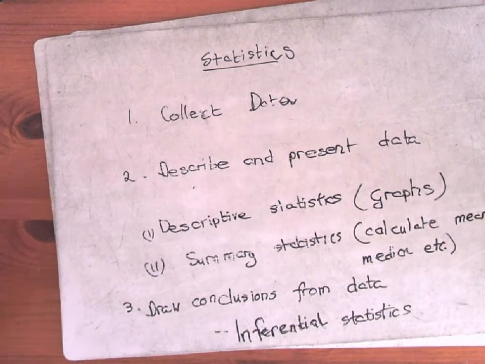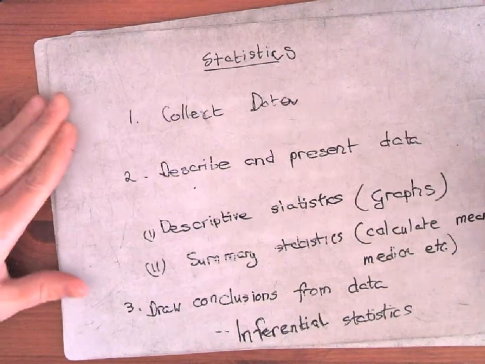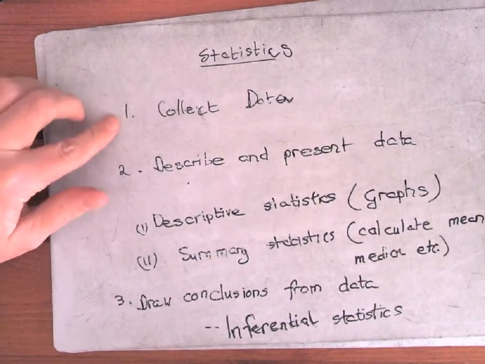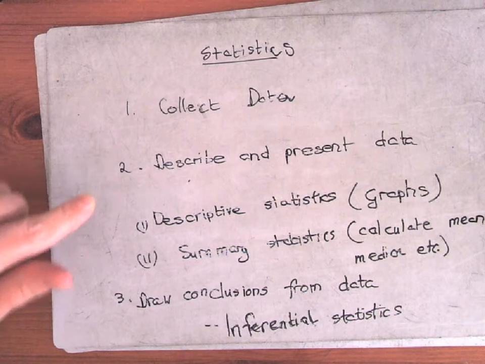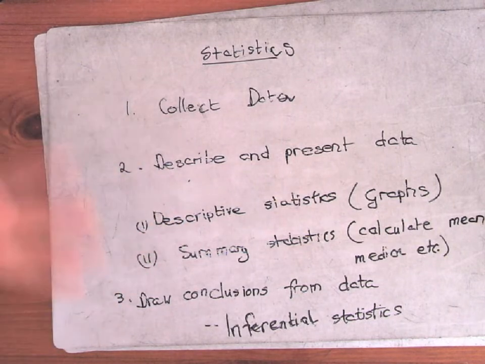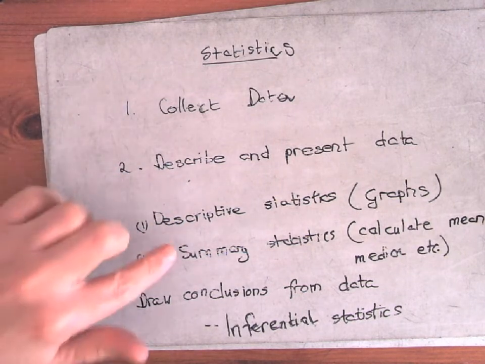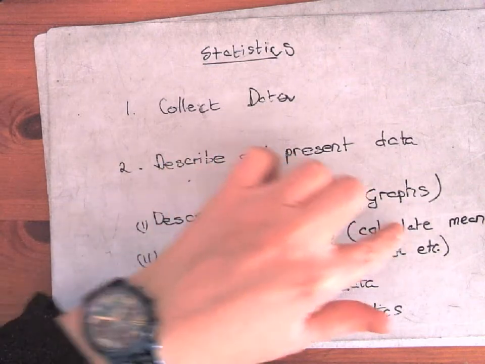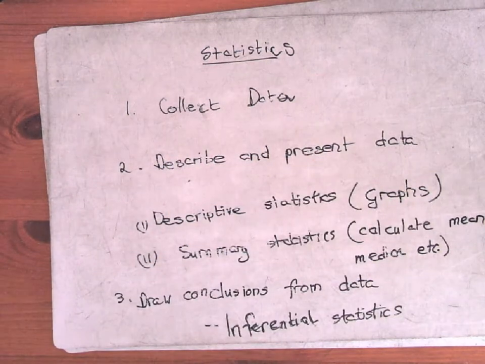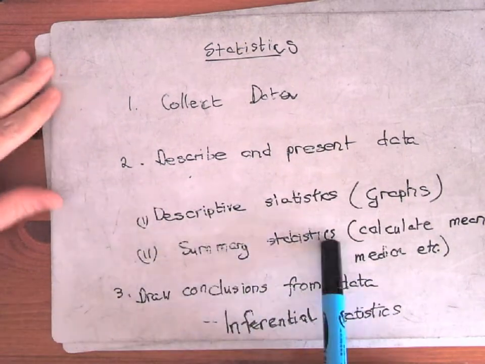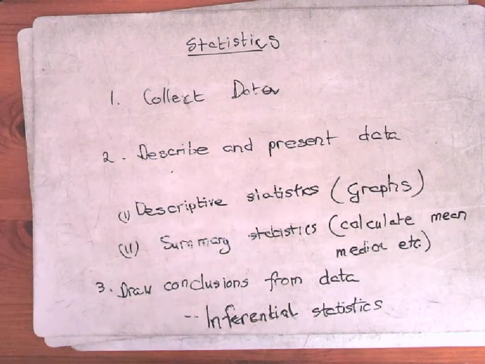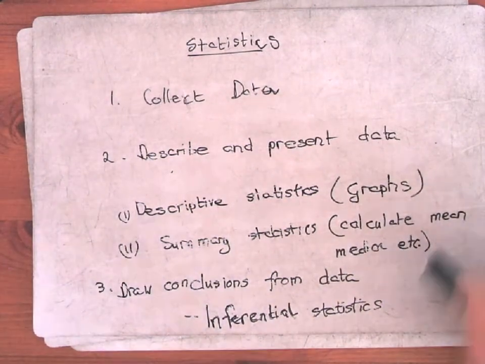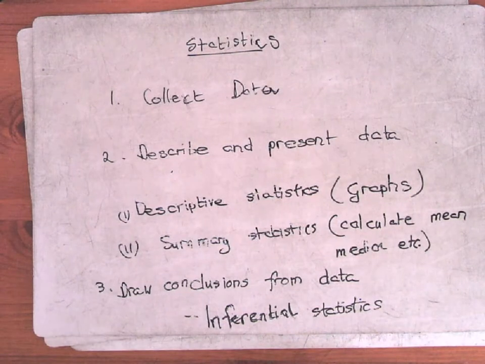Statistics. When we perform statistics, we collect data, then describe and present the data we collect. When you're presenting or describing it, you can use descriptive statistics. That means you just draw a graph and show people a graph, or you can use summary statistics, where you can calculate the mean or the median, and the list goes on, and you'll know lots more of these by the end of this. So you can present summary statistics, etc.